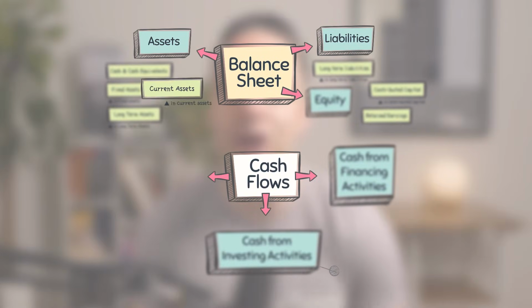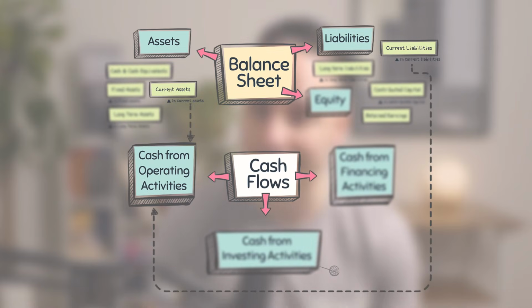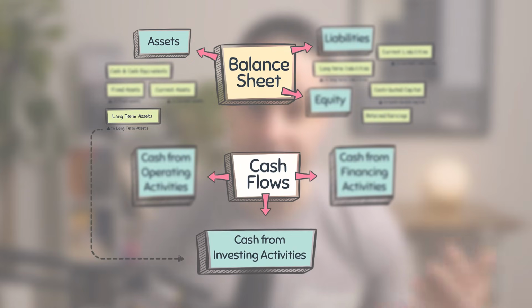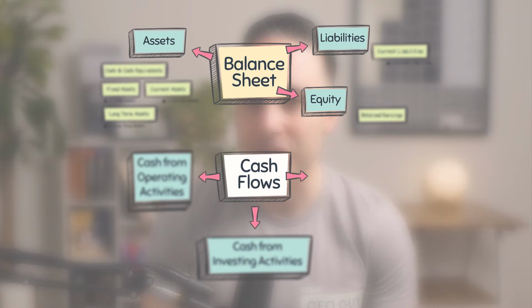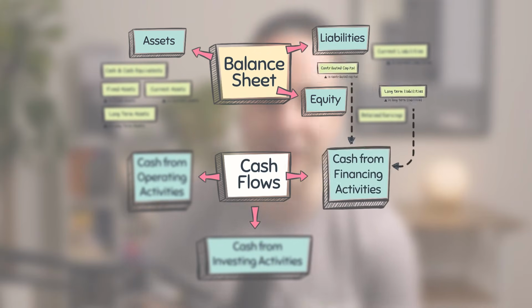But the change in current assets and current liabilities goes into the operating activity section of the statement of cash flows, while the change in long-term assets goes into the investing activities from the statement of cash flows. And then the change in any capital put in or repaid to debtors or owners of the business goes into cash from financing activities. Whew!